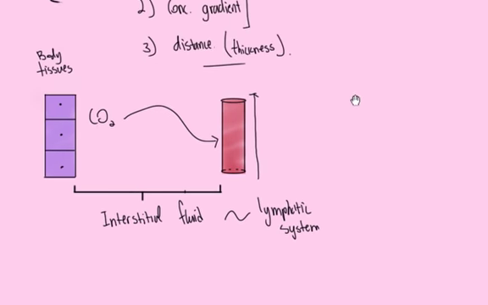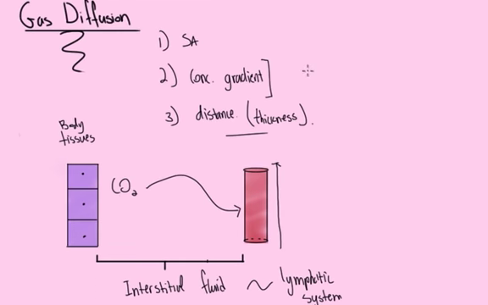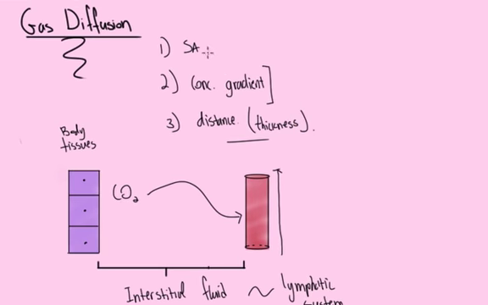So remember, the greater the difference in the concentration gradient between point A and point B of gases, the more efficient the diffusion. The more surface area you have, the more you can get gases to diffuse, and the greater the distance, the lower the efficiency. So the shorter the distance a gas has to travel, the easier and quicker it's going to be able to diffuse. Hope this all makes sense.